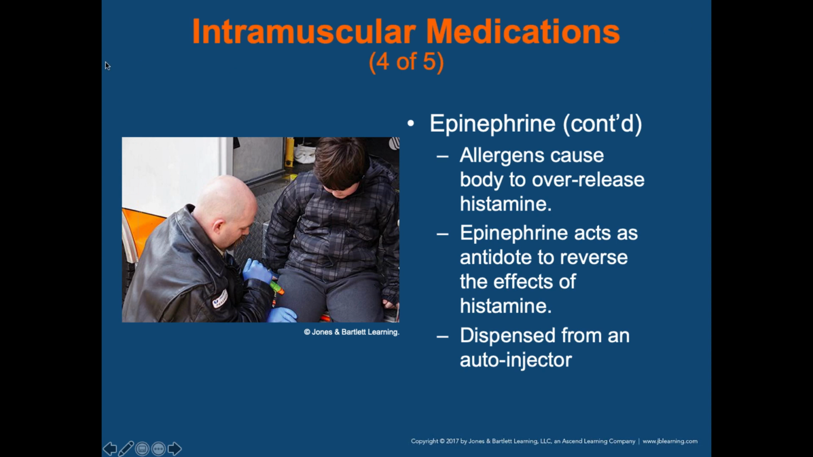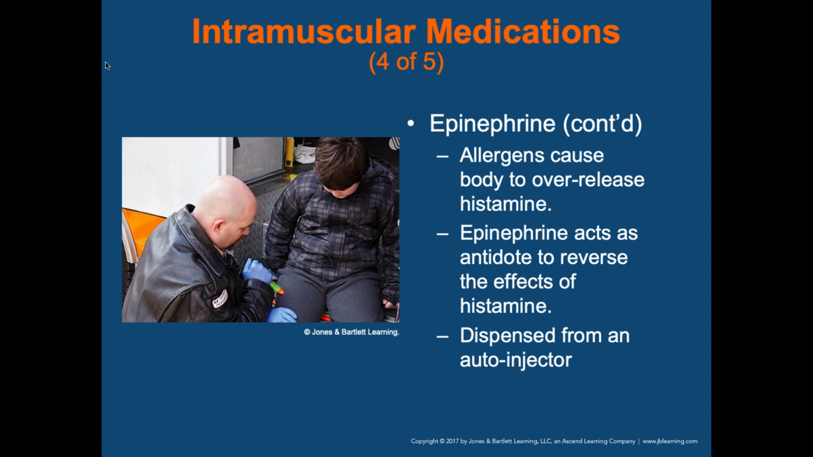Allergens cause the body to over-release histamine. That's what I talked about, histamine receptors in the body, releasing histamine into the body itself, causing a full systemic reaction. Epinephrine acts as an antidote to reverse the effects of histamine. However, these patients still need Benadryl as a histamine blocker. It helps reverse the effects, but the histamine still might be released after the epinephrine wears off.